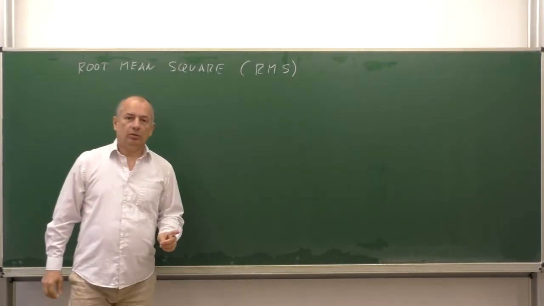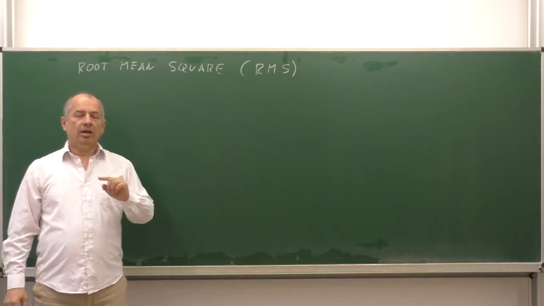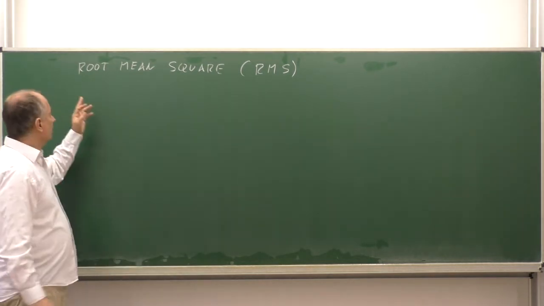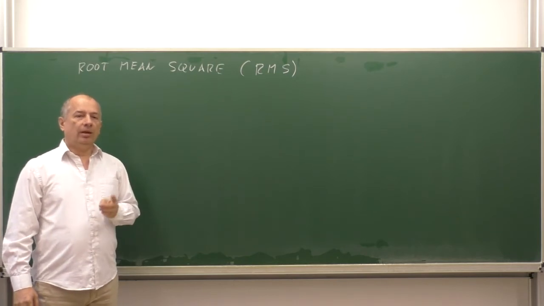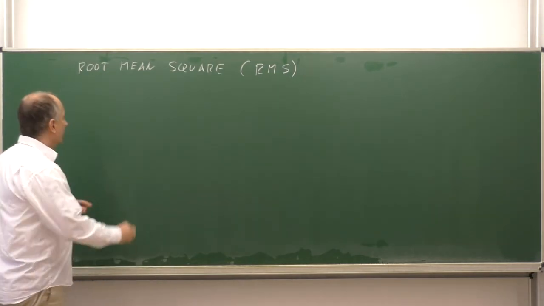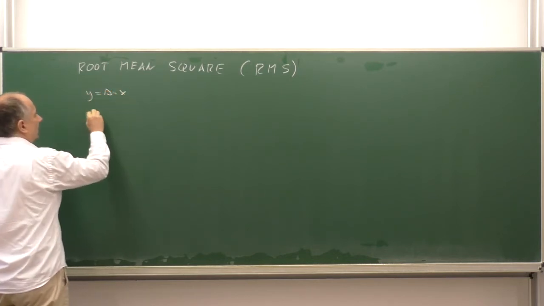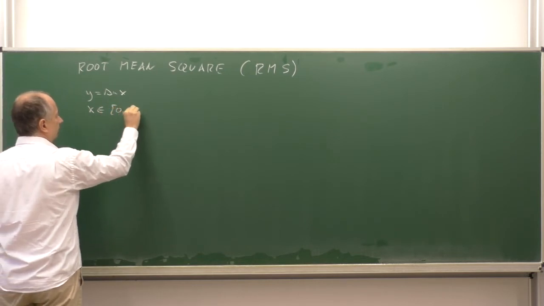The mean value of a function is not always the best number to characterize the function. And then sometimes root mean square is a better number. Let me give you some example. Consider the function y is sine of x in the interval 0 to pi.